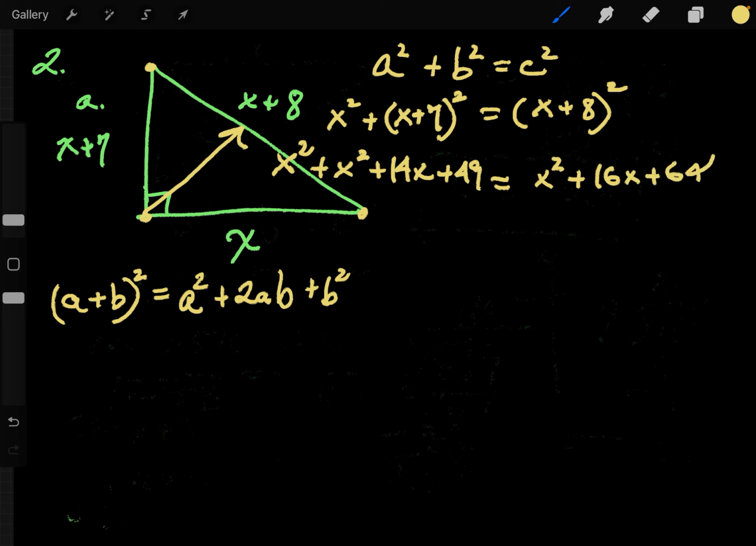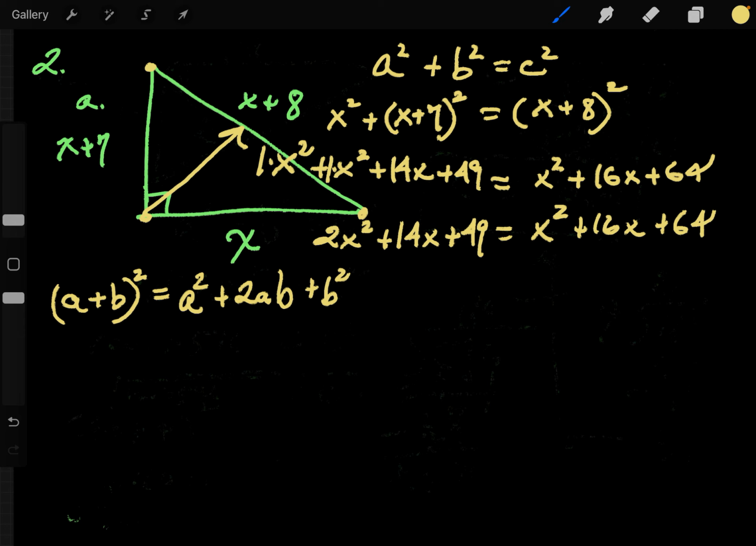And then now I have an equation with quadratics, right? So I'll simplify both sides. This is 1x squared. This is another x squared. That gives me 2x squared plus 14x plus 49. And that's as simple as I can make the left-hand side. And the right-hand side, I can't simplify any further. So I just simplified a little bit to make it a little bit easier.